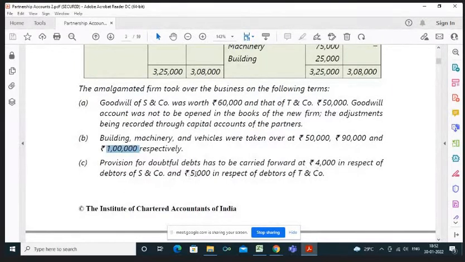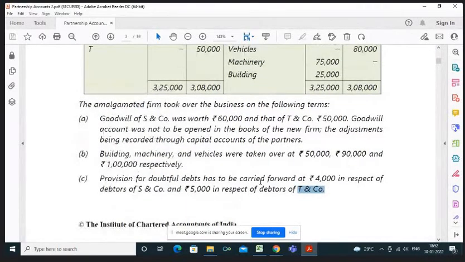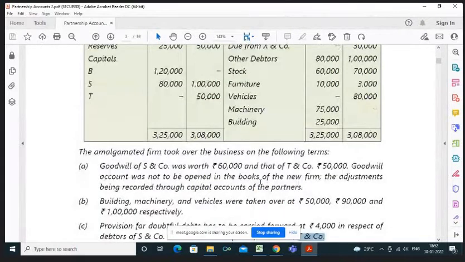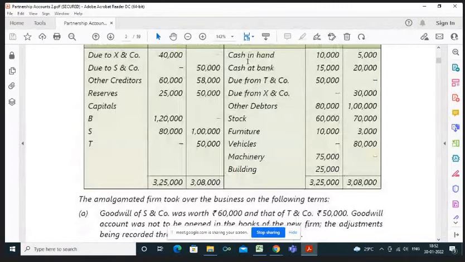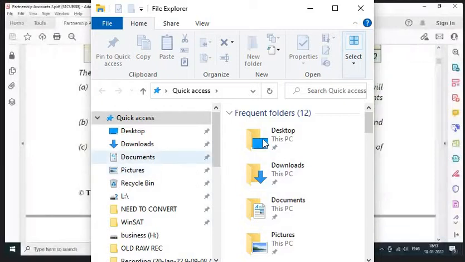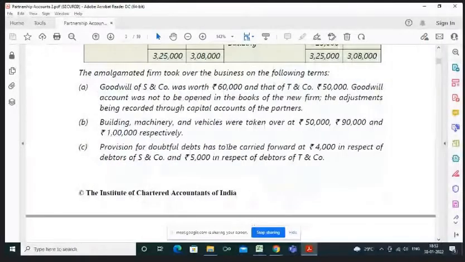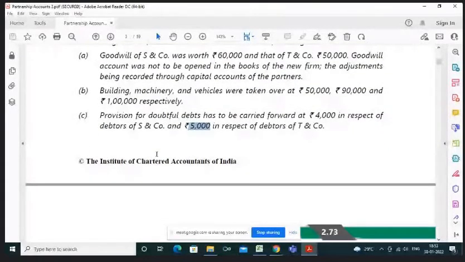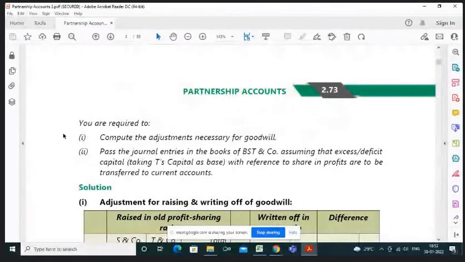Then building, machinery and vehicles were taken over at 50,000, 90,000 and 1 lakh, taken at a different value. So let's see what is the value of building. Building is only in the books of S and Co. Book value is 25,000, but they are taking over at 50,000. Then machinery is 75,000, but they are taking over at 90,000. And vehicles, it is in the books of T and Co only. Book value 80,000, but the new firm is taking it over at 1 lakh, with a revaluation account.